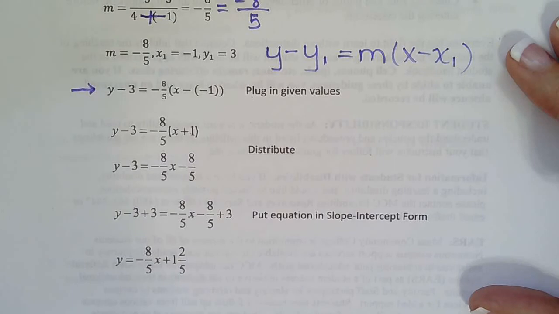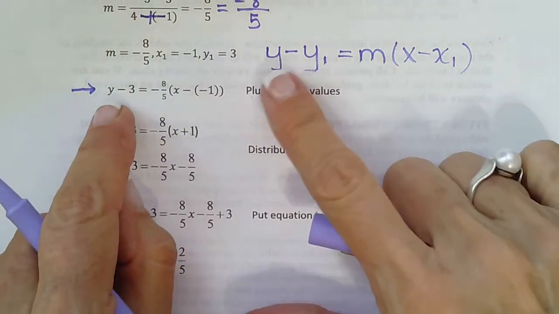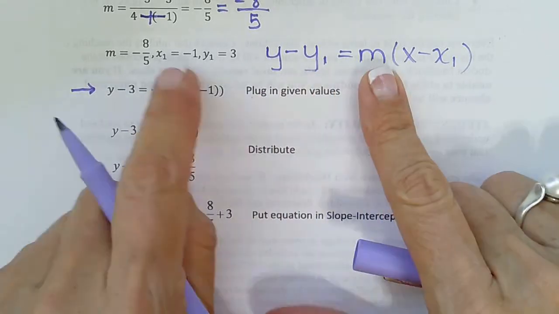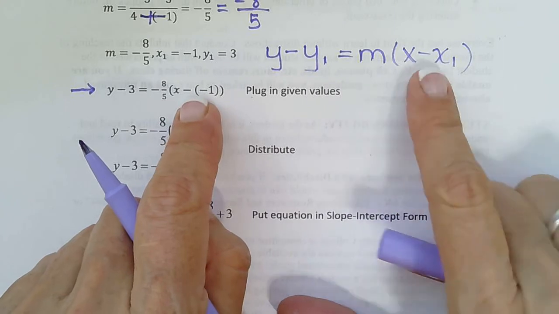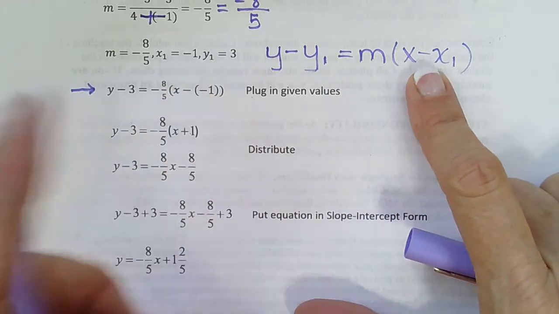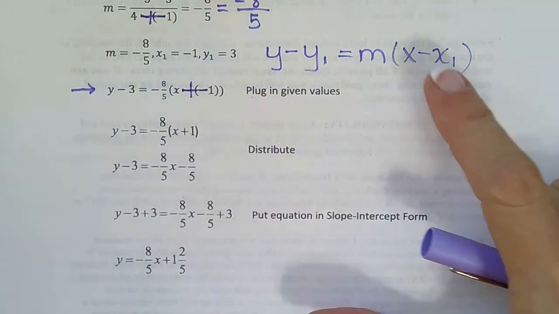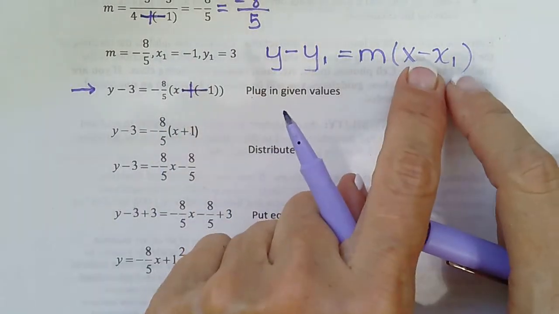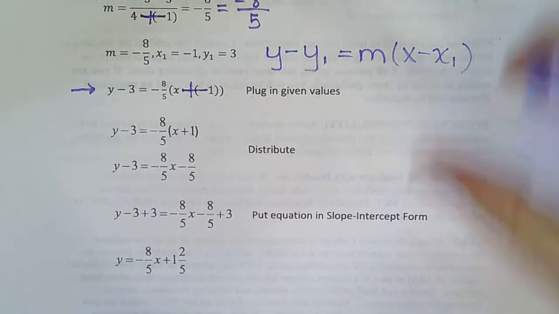Studies show you learn something by writing it 7 times. So every time you start a new problem, write the formula again, and then you'll have it in your head. So Y minus Y sub 1, which is 3, equals M, -8/5, parentheses, X minus X sub 1, which was -1. So there's a double negative there, so make that positive. Double negatives are always taken care of at the very beginning. There was a minus in the formula, and X sub 1 was -1. That's where the double negative came from.